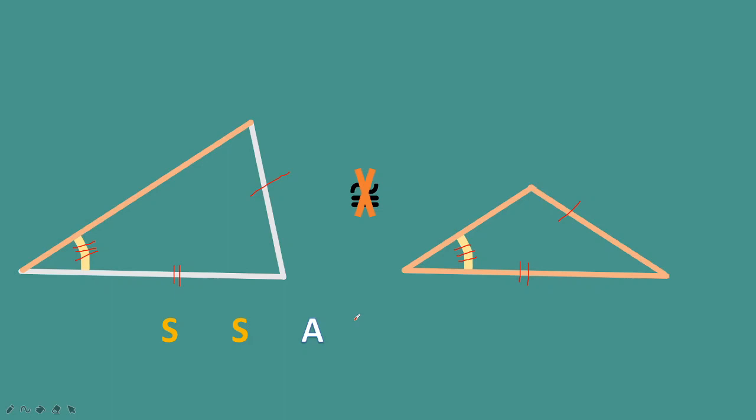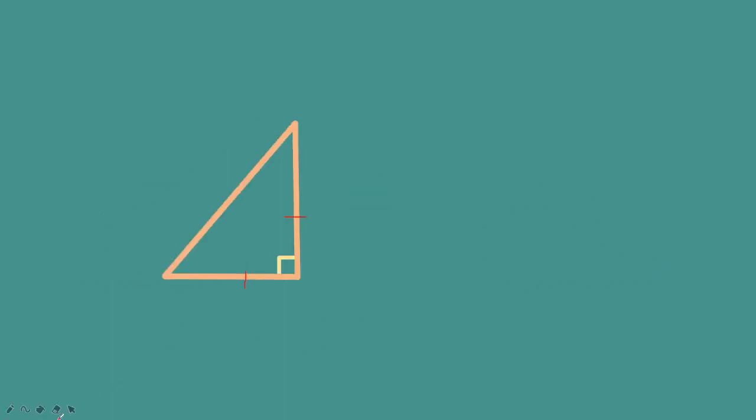But there is one triangle where it might work. Look at this right triangle. Now, you know what is the specialty of a right triangle? The hypotenuse. The hypotenuse is the side opposite the 90 degree angle. The square of the hypotenuse is equal to the sum of the squares of the other two sides.